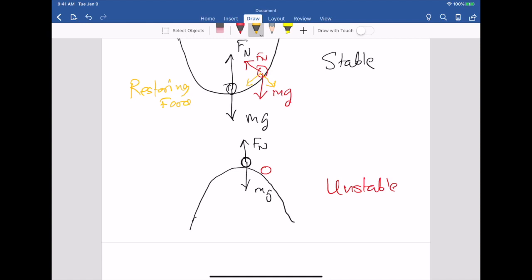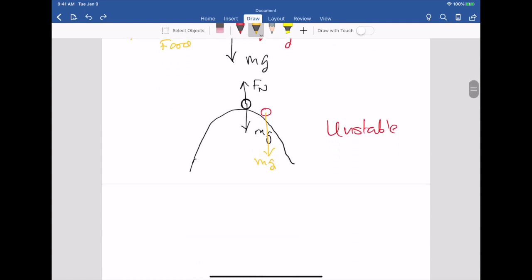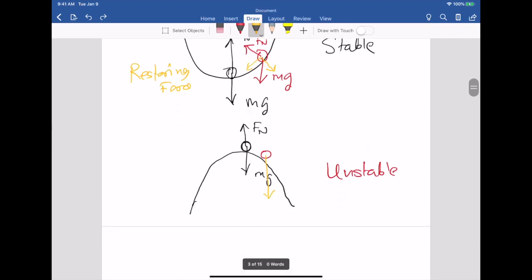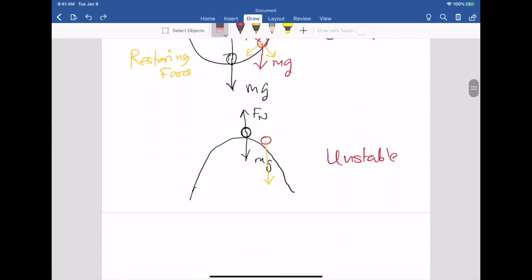What happens when we do the same analysis for the unstable equilibrium? So once it's displaced, mg is acting down like this. Let's try the erase. Okay, that's better. So mg is acting down. Let's break up mg into components. So there will be one component. Okay, what's the other force? The other force is just Fn.